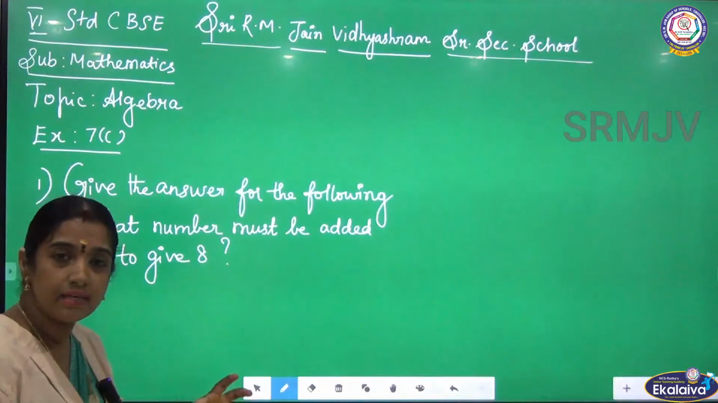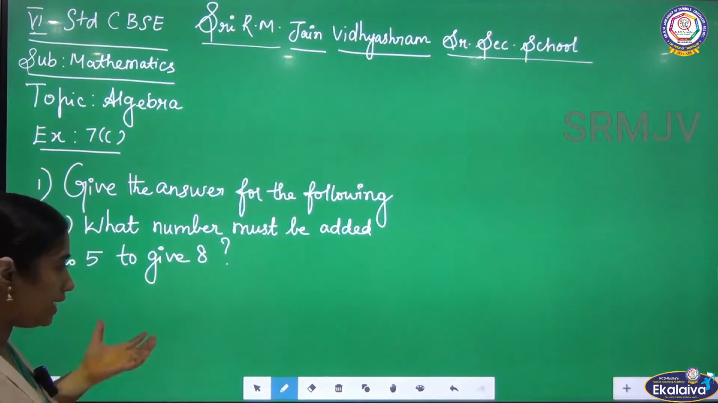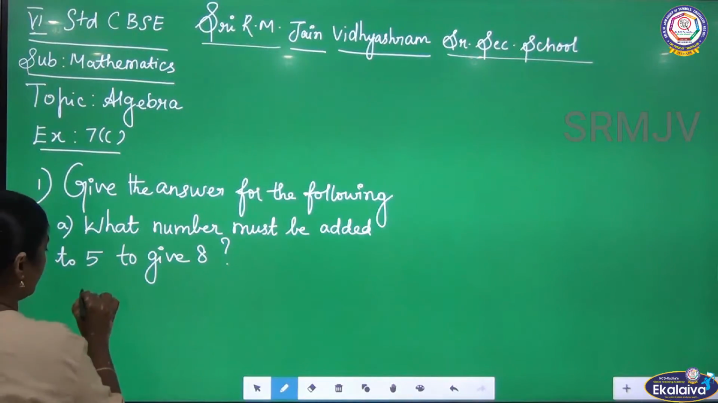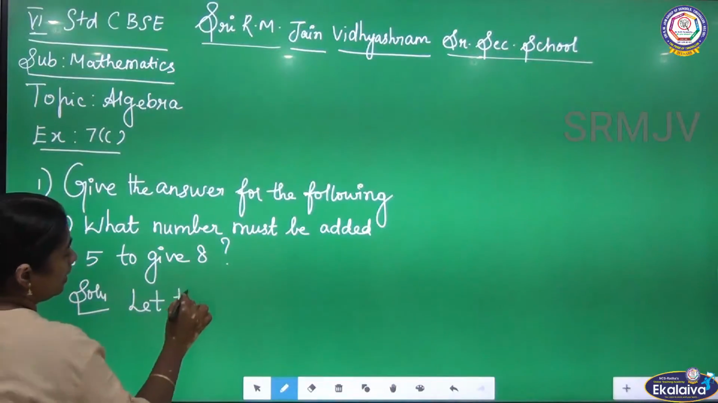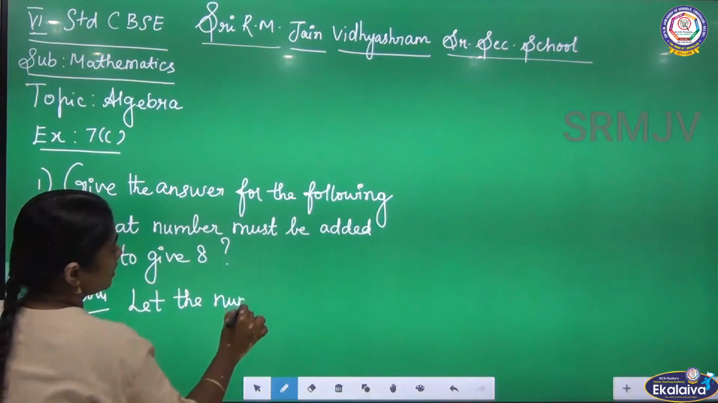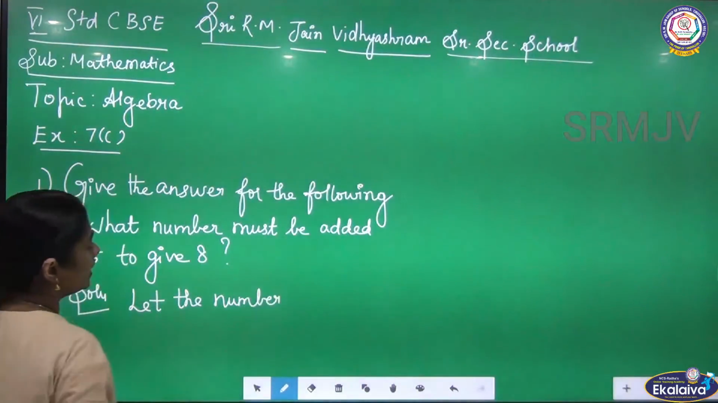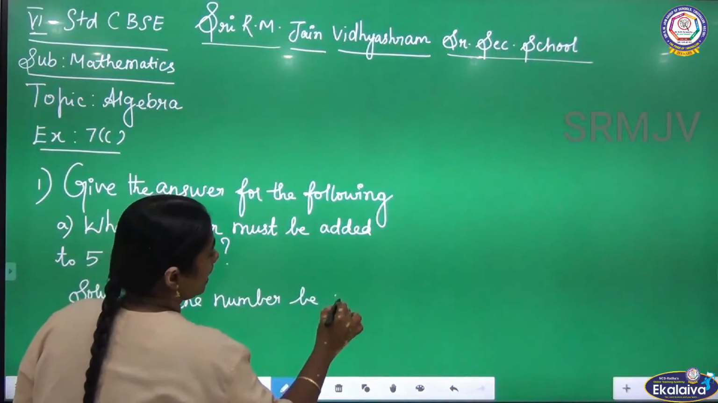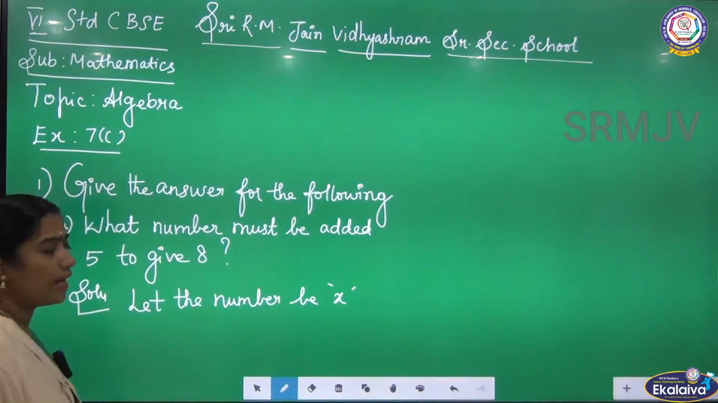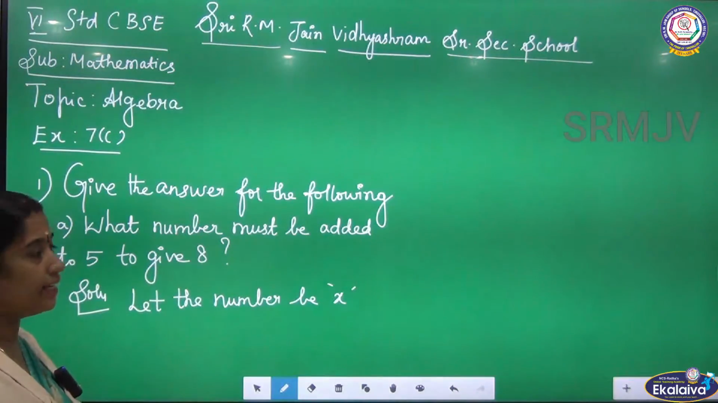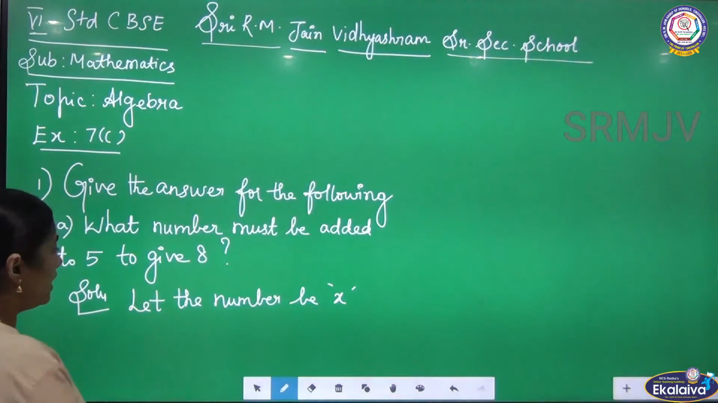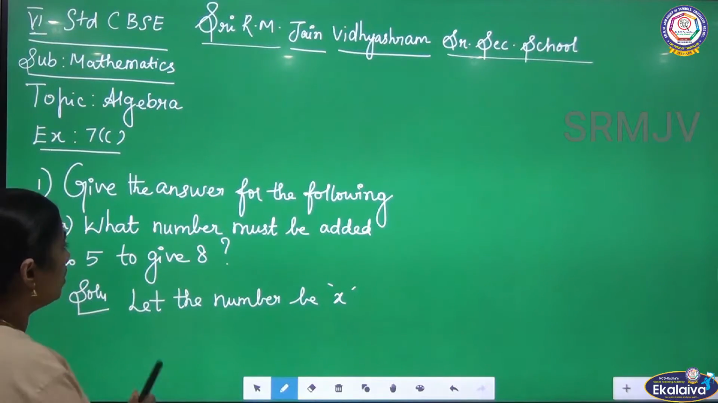So I want to add some number. What number? Let the number be x. Listen, let the number be x, because I don't know that number, so I am taking the number to be x. You can take any alphabet from A to Z. Here I am taking x. So let the number be x.